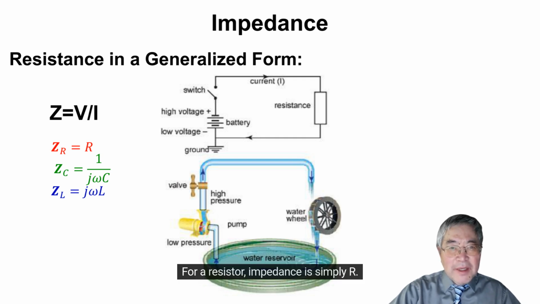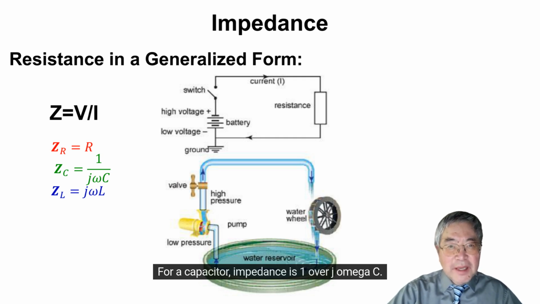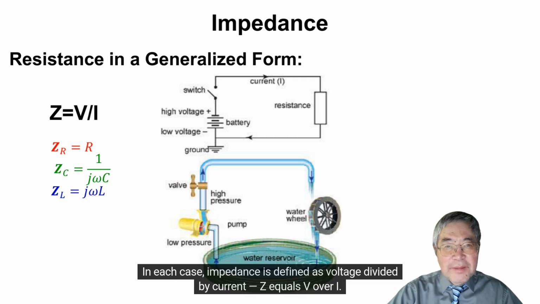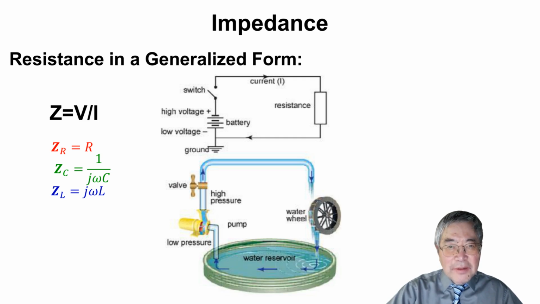For a resistor, impedance is simply R. For a capacitor, impedance is 1 over j omega C. For an inductor, impedance is j omega L. In each case, impedance is defined as voltage divided by current, Z equals V over I. This is the same structure as Ohm's law, but with Z taking the place of R.